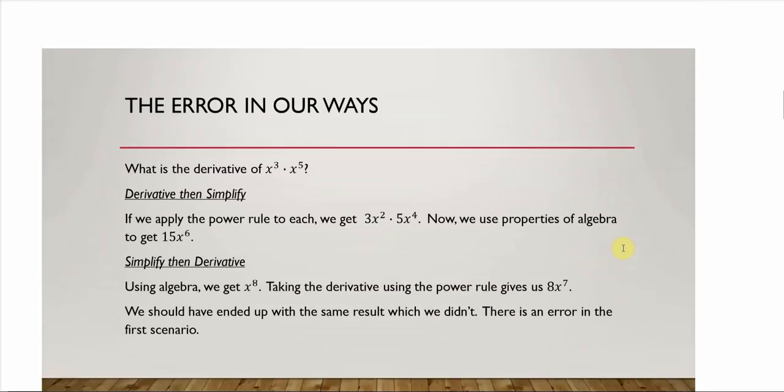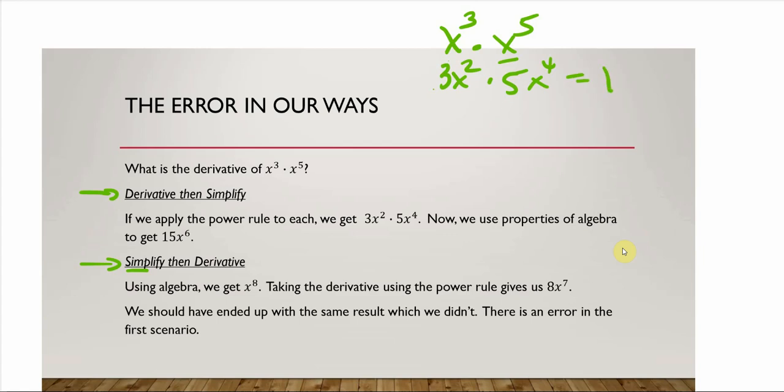So here we go. There's two things that can happen in a problem. Let's pretend that I have a function here: x cubed times x to the fifth. We can always do the derivative and then simplify, or simplify and then take the derivative. Let's take the derivative of this. This is going to be 3x squared, and the derivative of this one using the power rule is going to be 5x to the fourth. If I multiply those out, it's going to give me 15x to the sixth. That is what I get if I take the derivative and then I simplify.